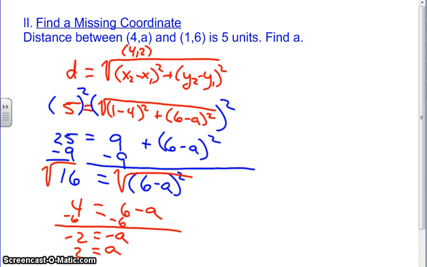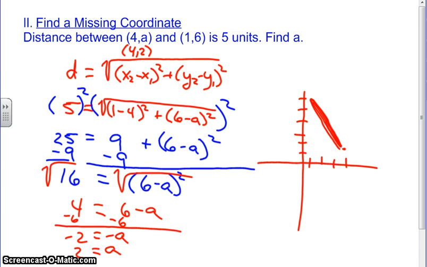So if you can imagine on a coordinate plane, we have 1, 2, 3, 4, 1, 2. We have a point there. We have a point at 1, 3, 4, 5, 6 up here. So the distance between these points, they told us, is 5. And that looks reasonable, doesn't it? We have points that seem to be reasonable.